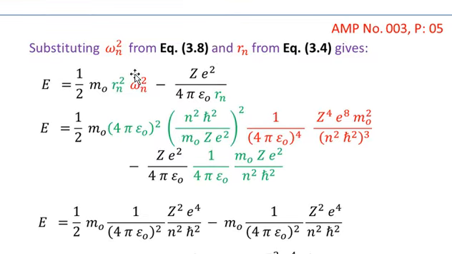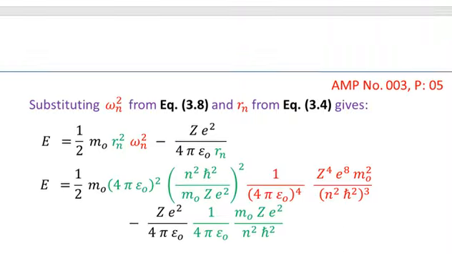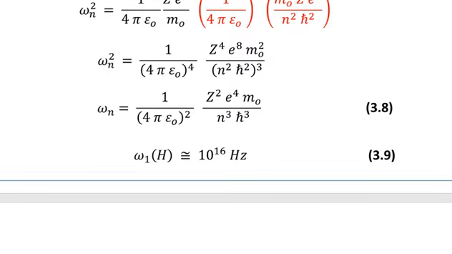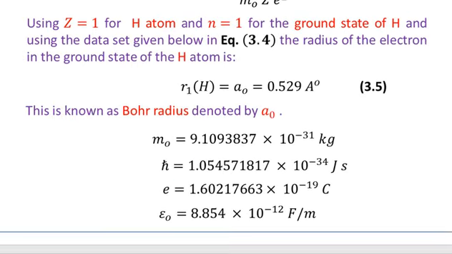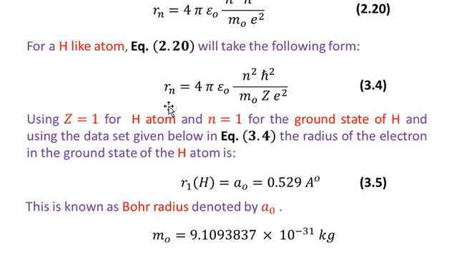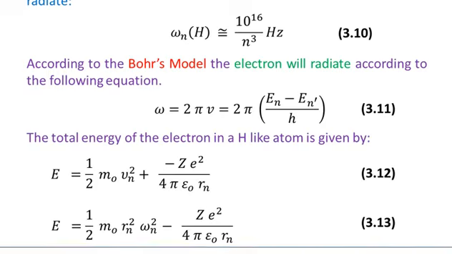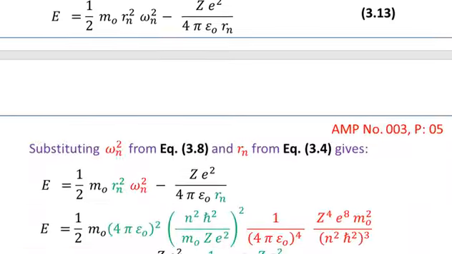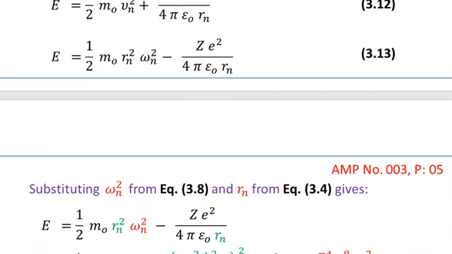Substituting omega n square from equation 3.8 and Rn from equation 3.4 will give you the result. So let me show you the value of omega n square from 3.8. This is omega n square from equation 3.8, and from equation 3.4 you have the value of Rn. So now we are going to use these two values in this expression, that is, in equation number 3.13.